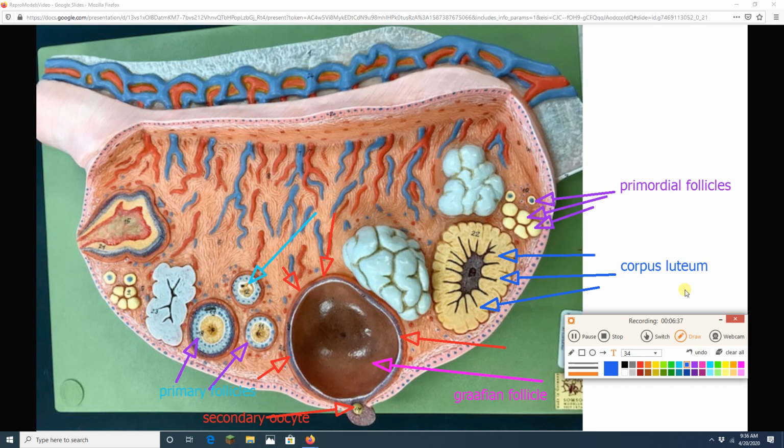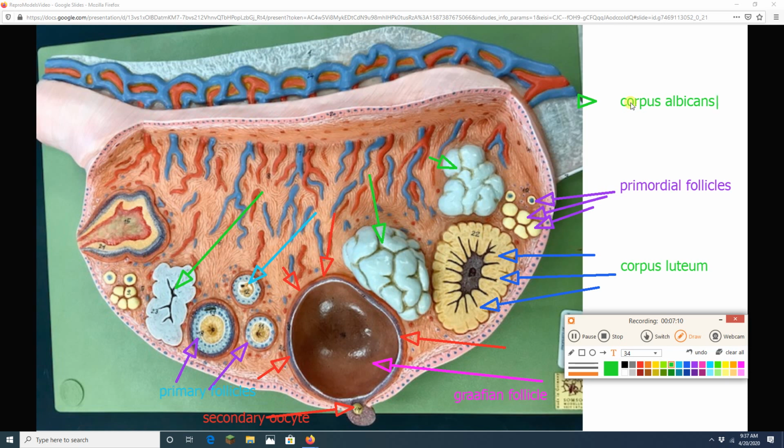Now, there's one other thing we see here. We see a bunch of degenerating corpus lutea, and let me put some arrows on those guys. If I can click my arrow, there we go. This guy, this guy, this guy. These are all different corpora albicans. So each of these is a corpus albicans. And those are basically scar tissue remnants of previous corpora lutea.